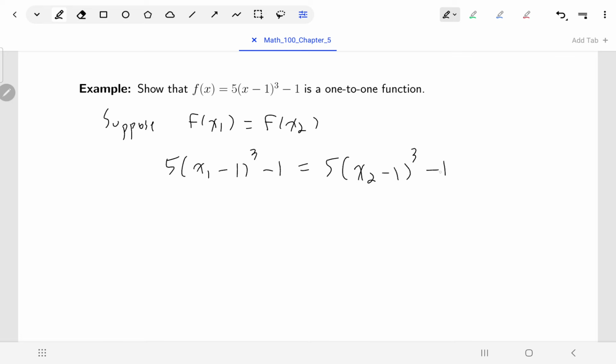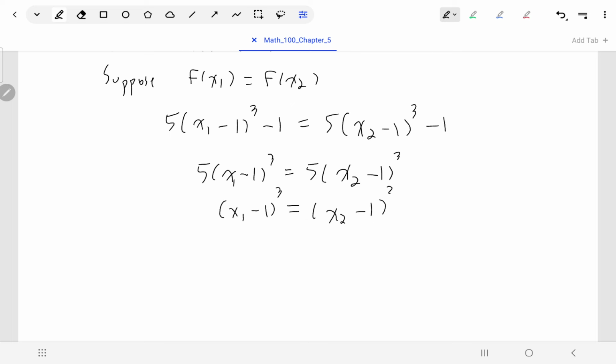And I'm going to add 1 to both sides of the equation, so that gets rid of the minus 1 on both sides. That turns out kind of nice. I could also get rid of the 5 by dividing both sides of the equation by 5. And I could also get rid of the cube by taking the cube root of both sides.